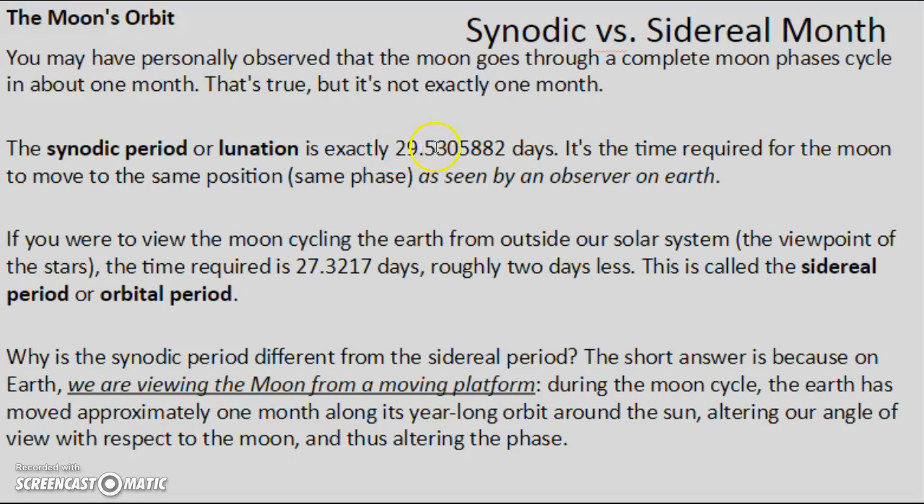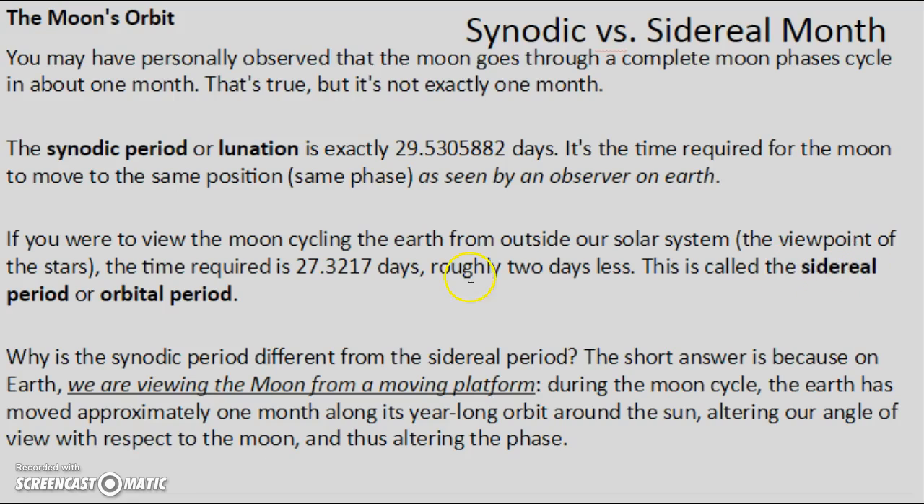It takes 29.5 days from today for the lunar cycle to get back to the same phase as it is today. Remember, this is as we view from Earth. So it's the time required for the moon to go from phase to the same phase, 29.5 days. However, if you were to view the moon cycling the Earth from outside our solar system, the viewpoint of the stars, the time required is 27.3217 days, right, 27.3 days, roughly 2 days less.